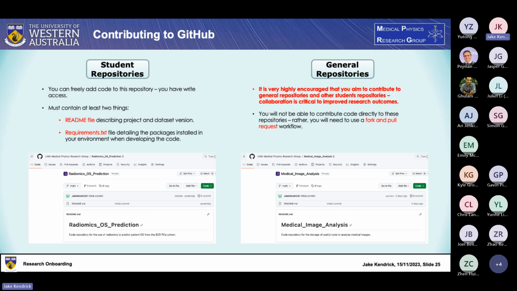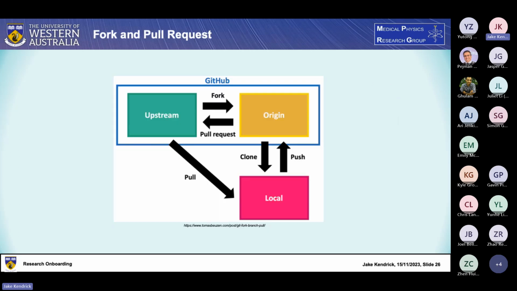But I should say it is very, very highly encouraged that you aim to contribute to these general repositories as well as other student repositories, okay? Because as I said, collaboration is extremely critical, and it's one thing that we can do to improve the research outcomes of our group. So what you'll need to do if you want to contribute to these repositories is really quite simple, although it can sound a little bit complicated. It's called a fork and pull request workflow in GitHub. Now, as I said, it sounds very complicated, but the basic gist of it is essentially that you have this repository that you want to contribute to.